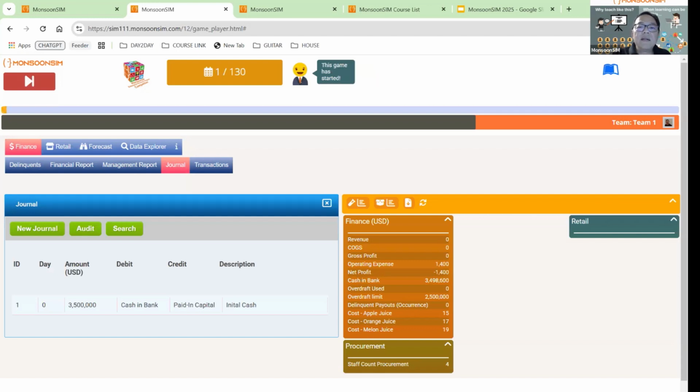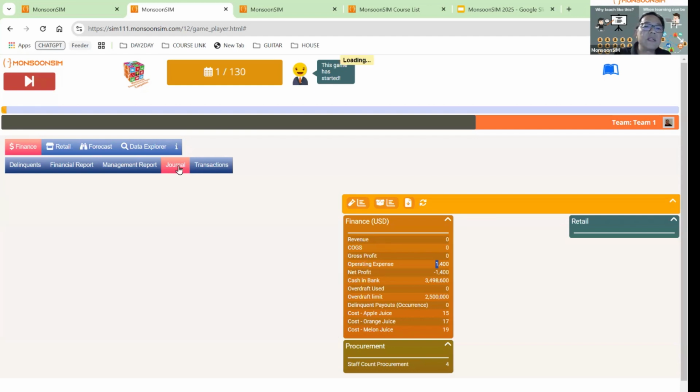Then look at what happened. My operating expense now is 1,400. And so now my net profit is less, minus 1,400. And the students start to wonder why, right? Why are you having operating expense?